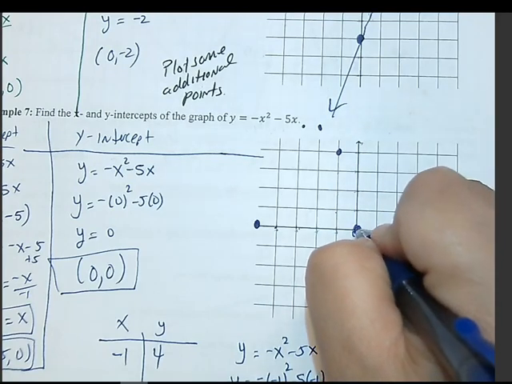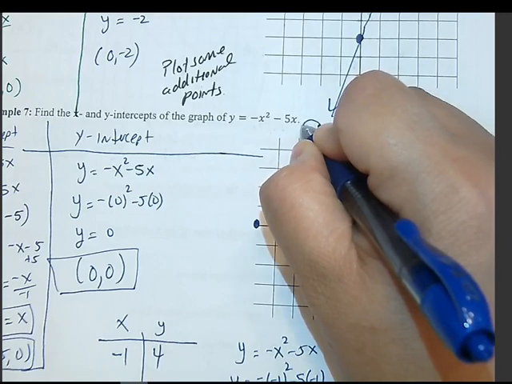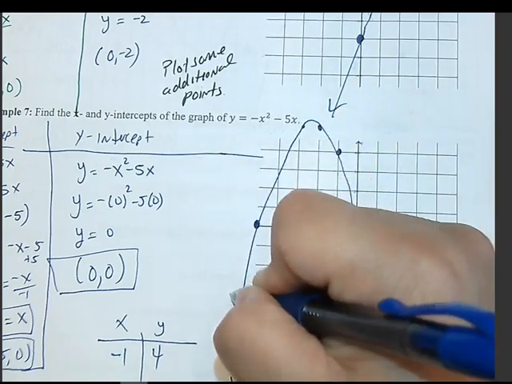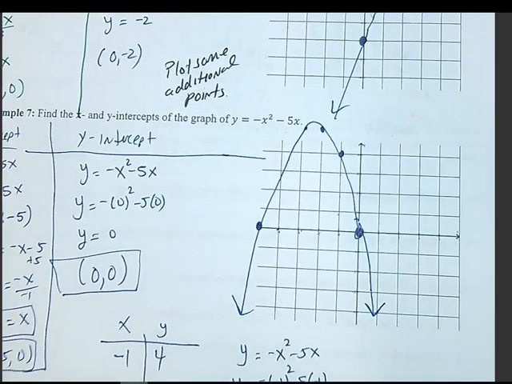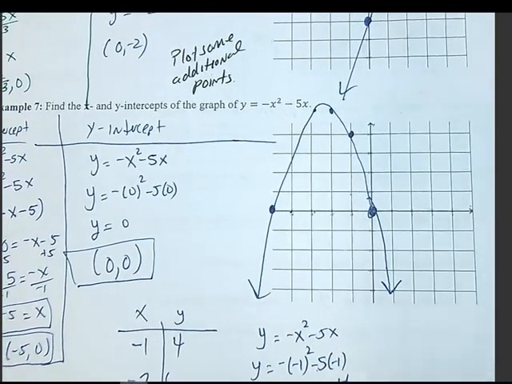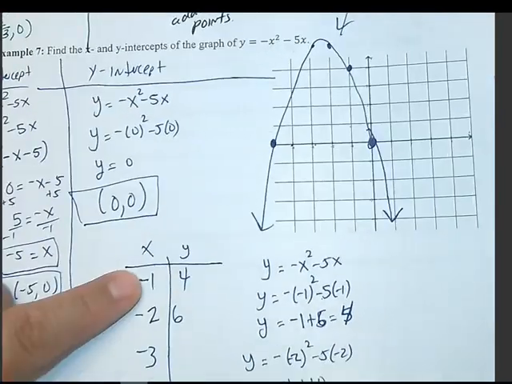So this is going to be a parabola that goes up and then it comes down. So again, if the graph is not a line, then it's important to have these extra points.